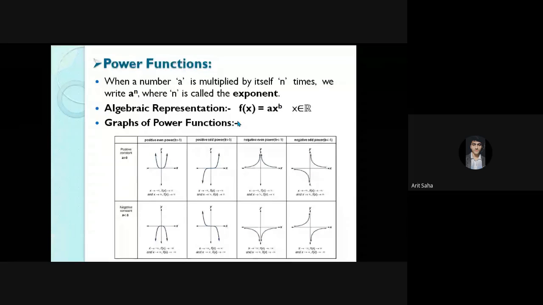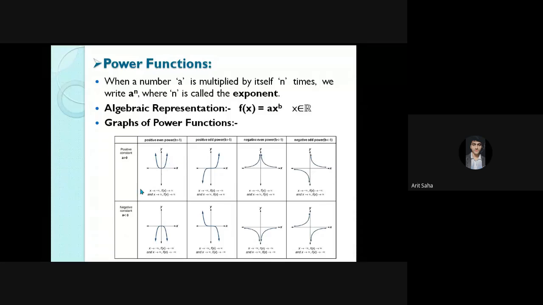Here you can see some types of graph of power function. In the first case, when the constant a is greater than 0 and b is greater than 1, a positive even power, it will create a graph like this in the upward direction.